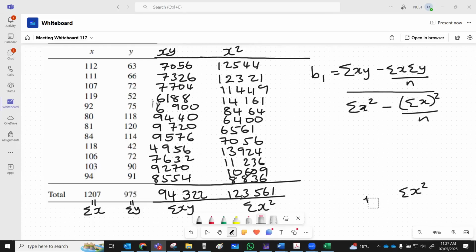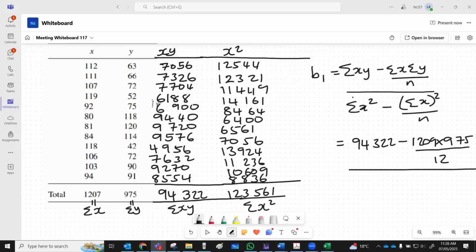So on calculators, we substitute. At least I would want to see that you know what these values are. So the sum of xy is 94323 minus the sum of x, which is 1209 multiplied by 975, divided by n. N is how many points we have? 1, 2, 3, 4, 5, 6, 7, 8, 9, 10, 11, 12.